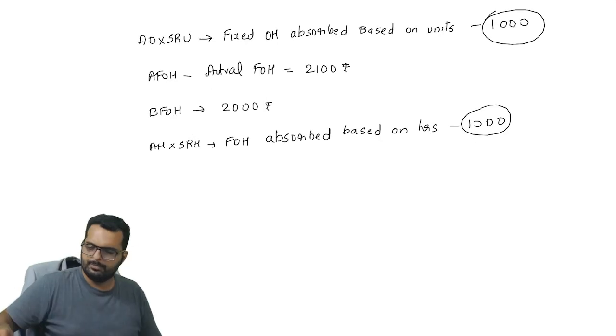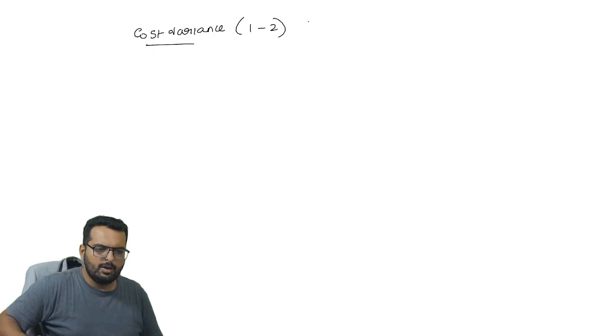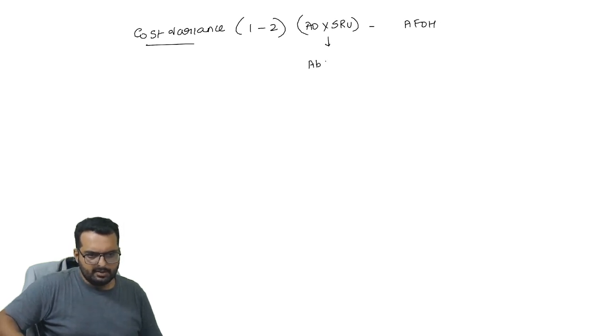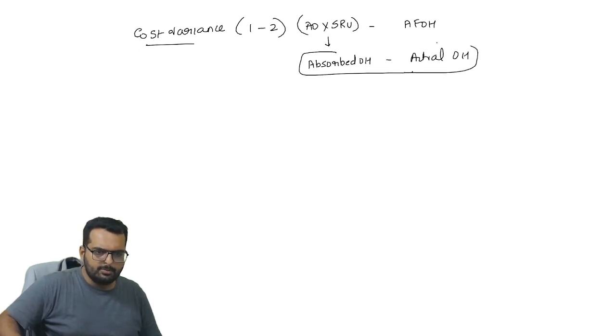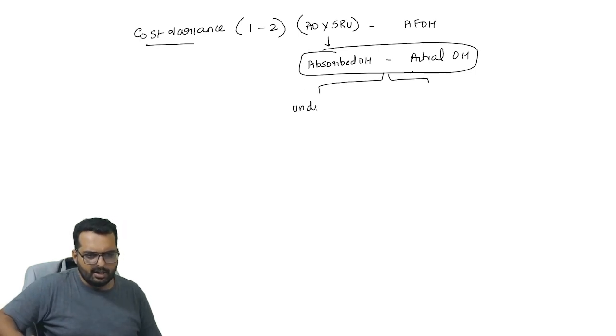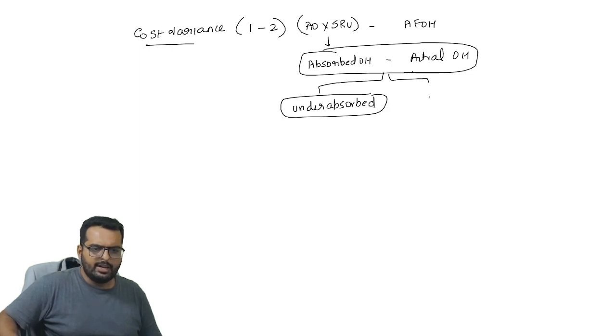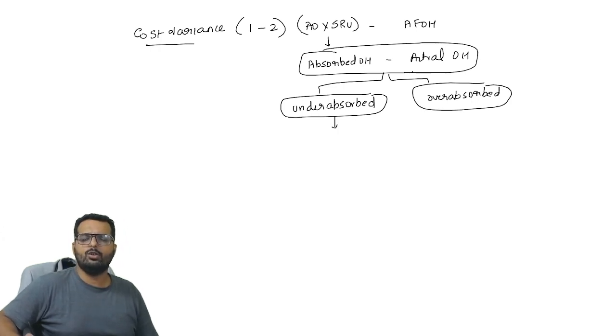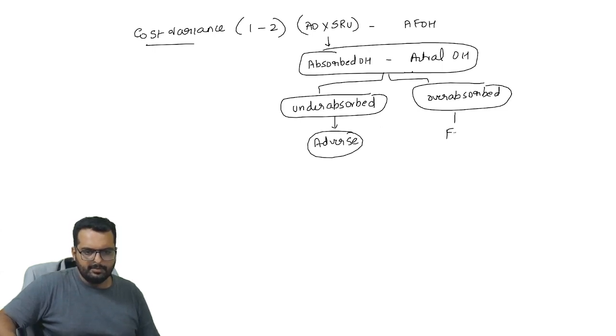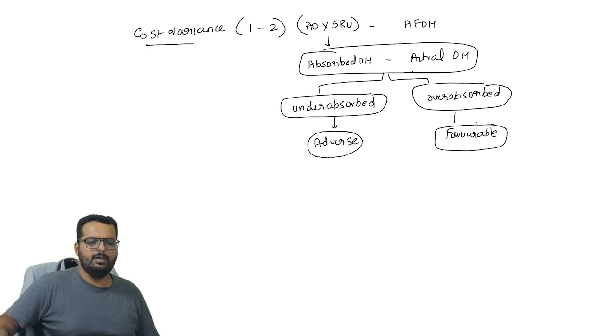Are you all done writing this? Now, first variance is what? Cost variance. What is the formula? 1 minus 2. That is AO into SRU minus AFOH. This is absorbed overhead minus actual overhead. So friends, when you do absorbed minus actual, you will either get under absorbed overheads, or you will get what? Over absorbed overhead. Now tell me, under absorbed overhead is what? Is it adverse variance or favorable variance? This will be adverse. Whereas over absorbed overheads will be favorable. Can you write down this in your books now?